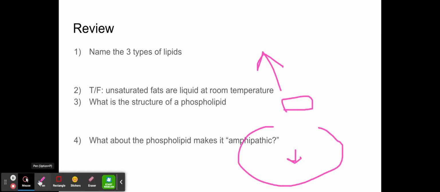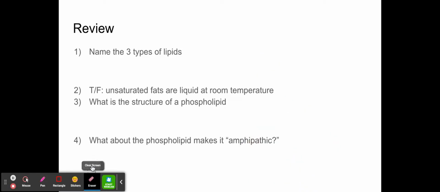Review real quick. Let's do this super quick. Pause the video, answer these. What are 3 types of lipids? True or false? Unsaturated fats are liquid at room temperature. What is the structure of a phospholipid? And then finally, what is it about the phospholipid that makes it amphipathic? Answer those questions. Come on back.